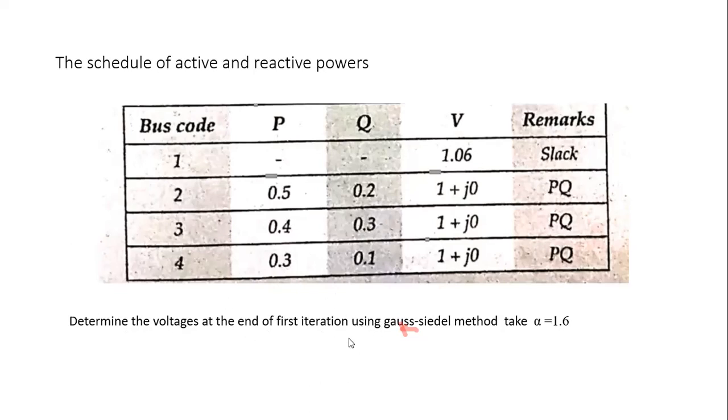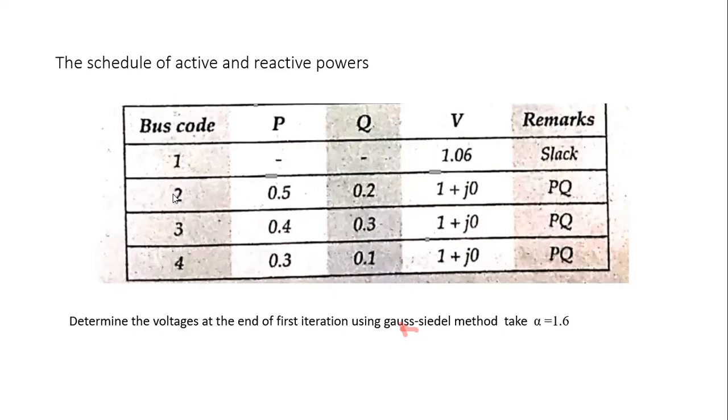We are only solving the first iteration. That means V2 of 1, V3 of 1 and V4 of 1. We have 4 buses, that's why we are taking V2 of 1, V3 of 1, V4 of 1. Then the iteration factor alpha is equal to 1.6.